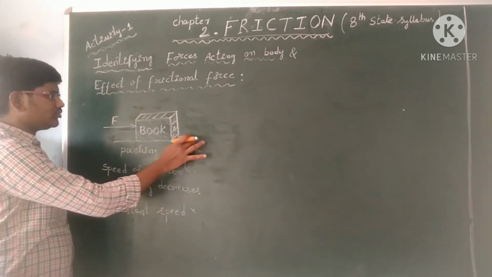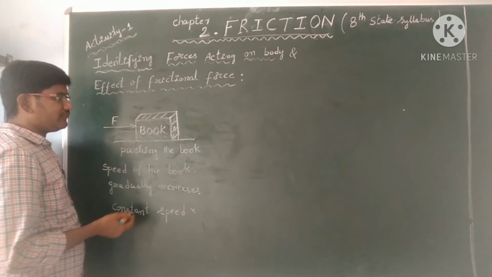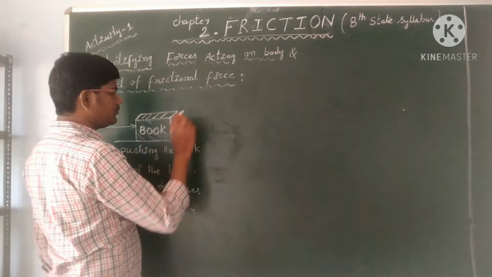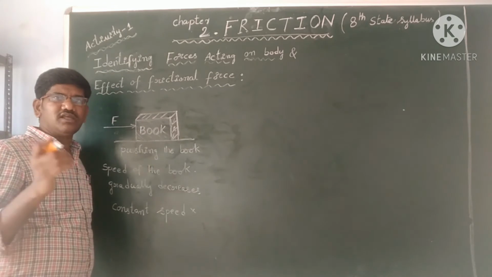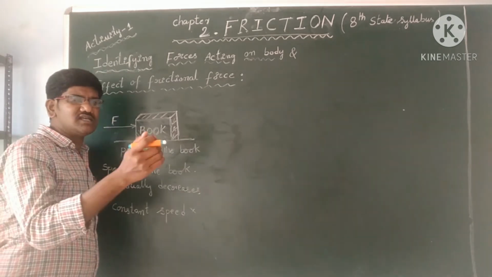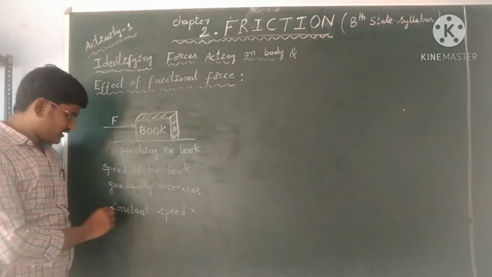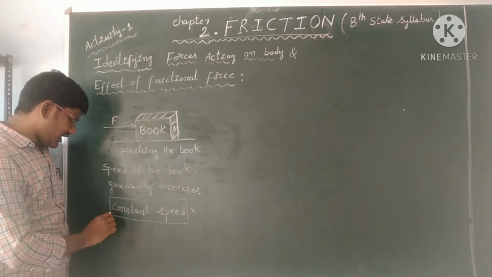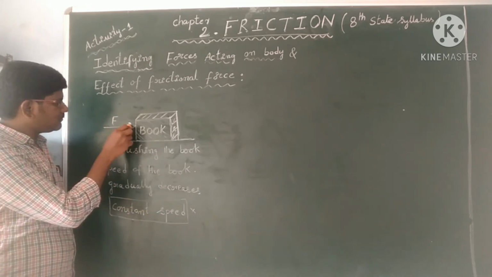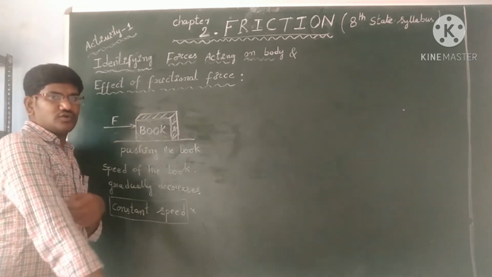Means it is said to be in non-uniform motion. And so the book is in non-uniform motion, means speed is gradually changing even though direction remains constant. So the book is not moving with a constant speed after we push the book gently on this floor.